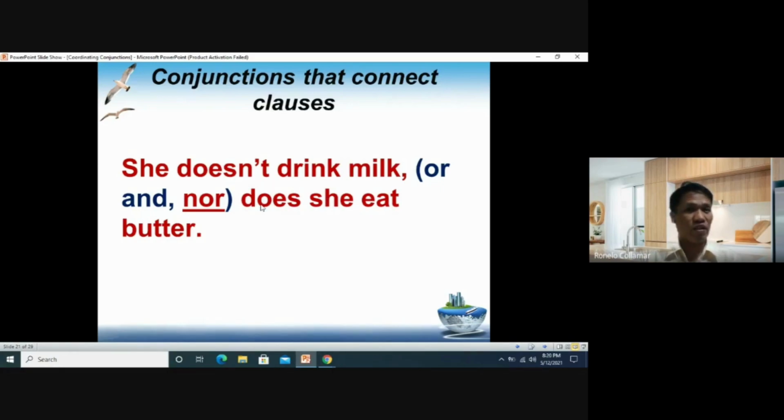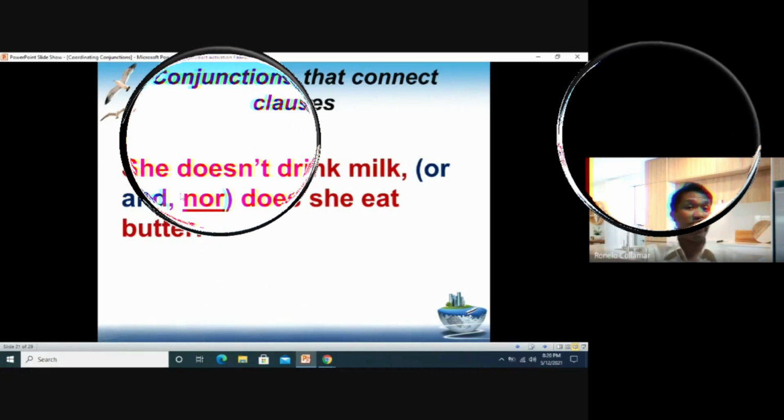So this is the helping verb does, and then we have here the subject she, and then plus the base form of the verb eat. All right. So nor does she eat butter. We cannot use the word and here.